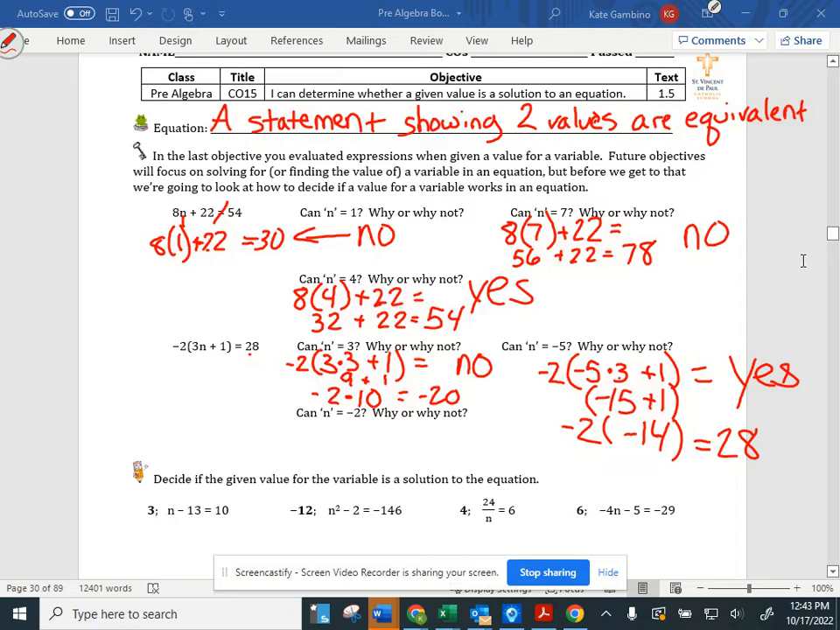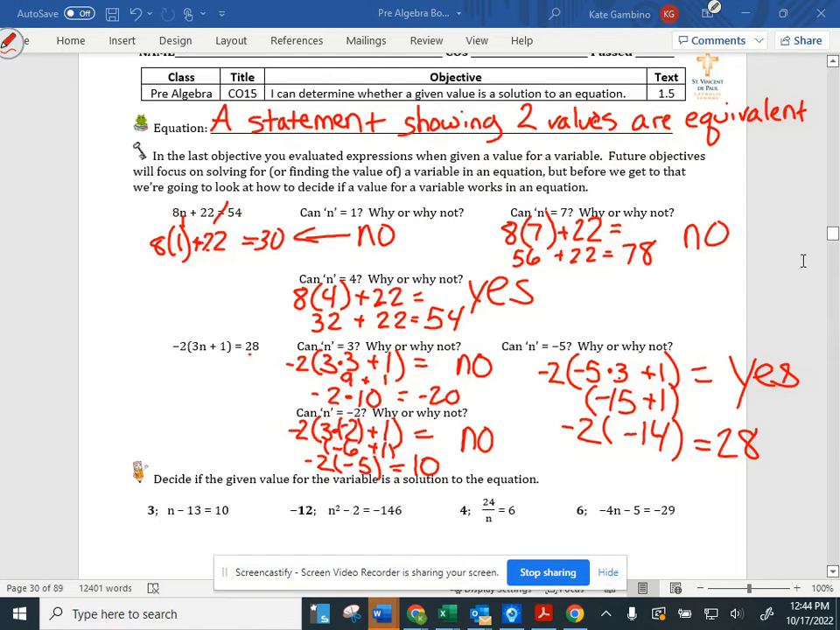So I'm going to plug in -2 for my n. So I have -2 times the quantity 3 times -2, plus 1 equals. So 3 times -2 is what? -6 plus 1 is what? -5 times -2 is what? 10.